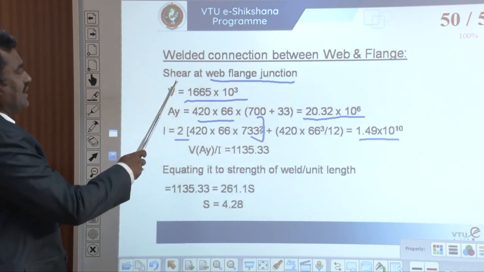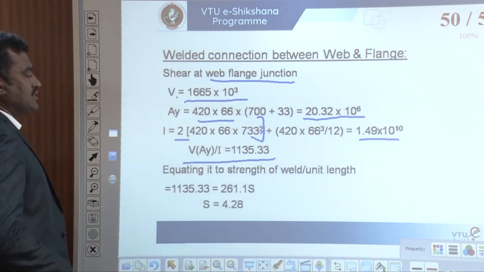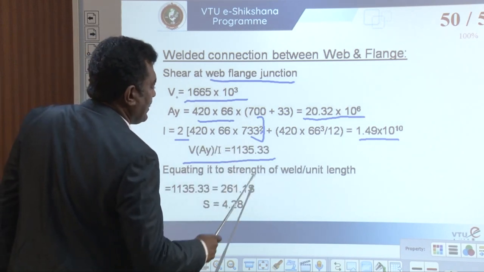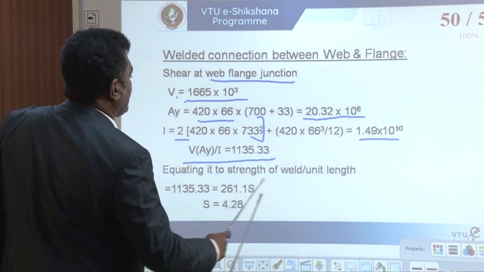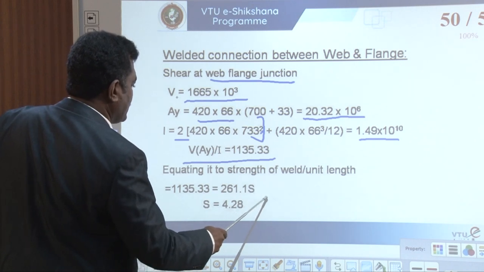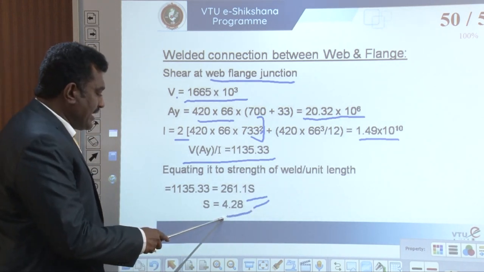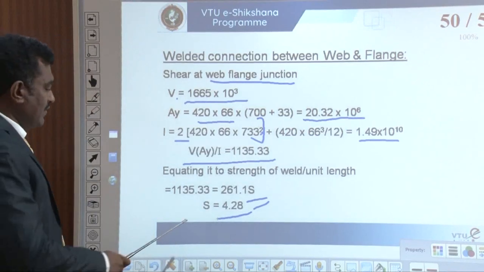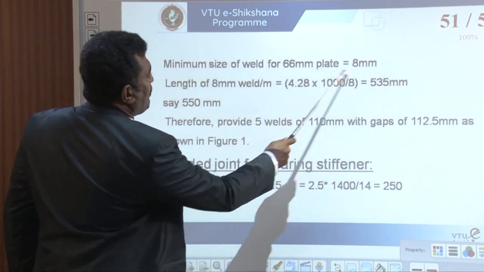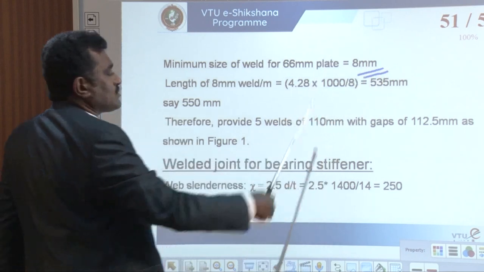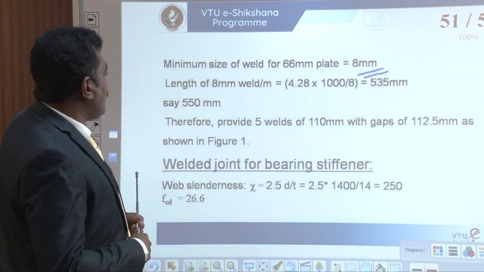Then we check the shear. Substituting V, AY by I value, the shear stress, how much are we getting? 1135.33. Then equating this with 161.1 S, the S value will be 4.28. Then the minimum size of weld for a 66 mm plate is 8 mm. You check in your IS code and steel table. For a 66 mm plate we require 8 mm thickness of weld.